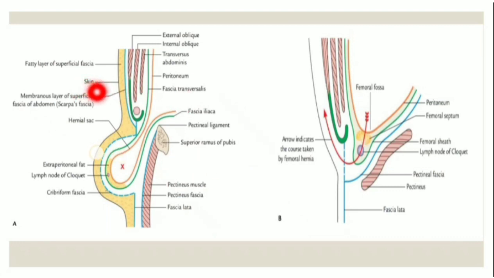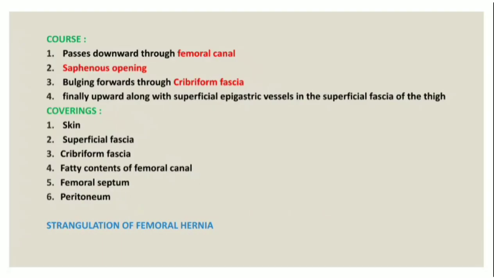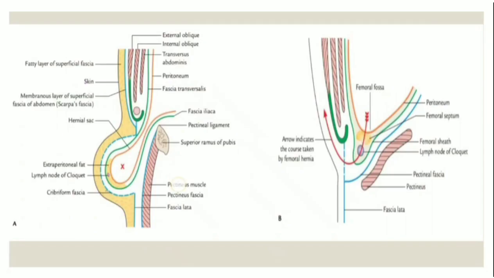I will show skin first of all. Then what happens? After skin, you will have superficial fascia. Then after superficial fascia, you will have cribriform fascia. And after cribriform fascia, you will have the fatty content of the femoral canal. Okay, you will have fatty contents of the femoral canal.